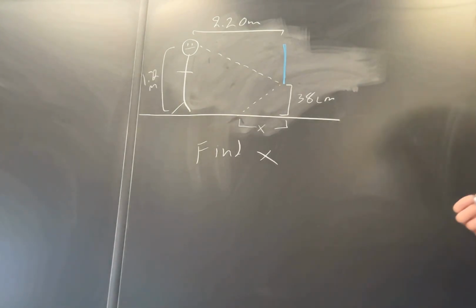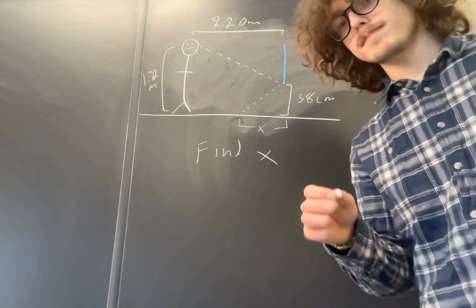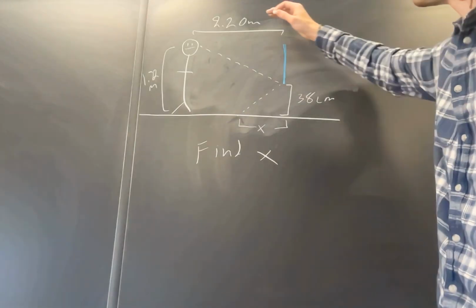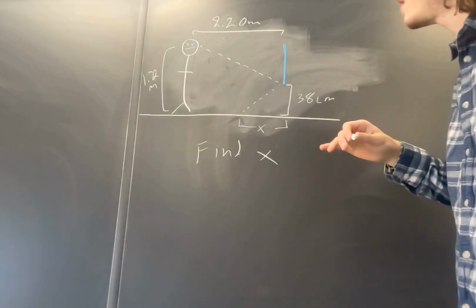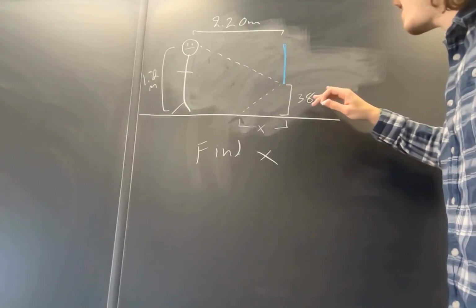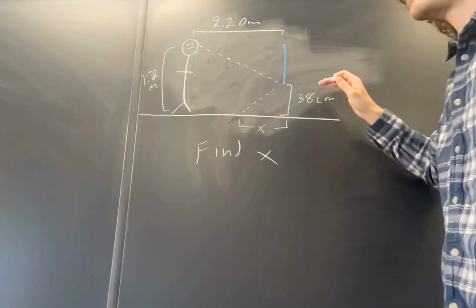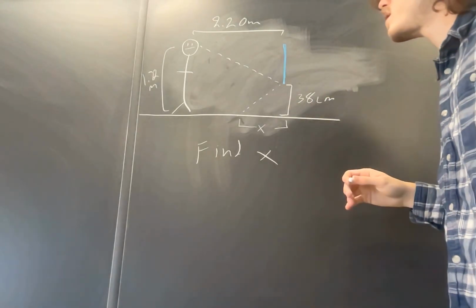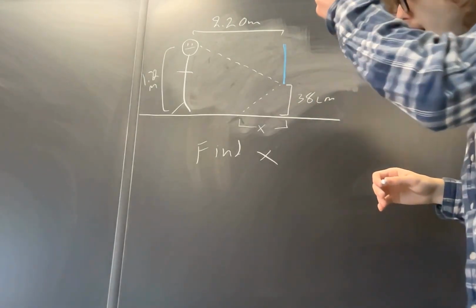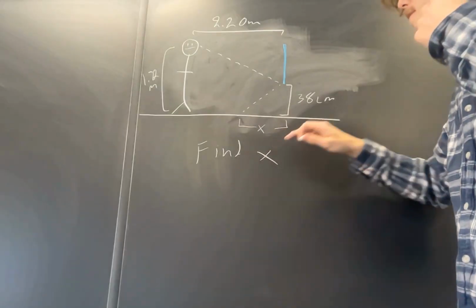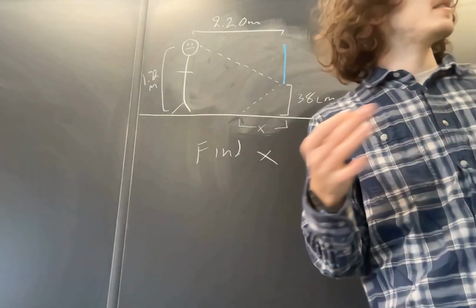Hi everyone. So this here is an optics problem. It says that we have someone who's 2.2 meters away from a mirror. The mirror is 83 centimeters off the ground, and the man is 1.72 meters tall. And we're asked right here, we have this distance that we can't see, right?